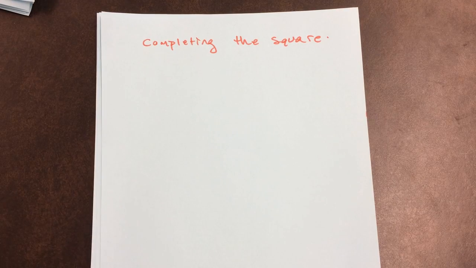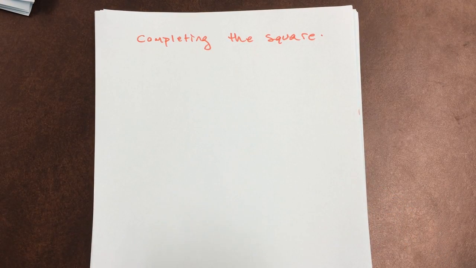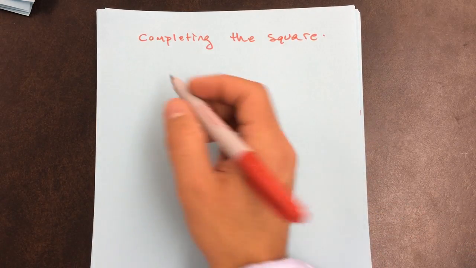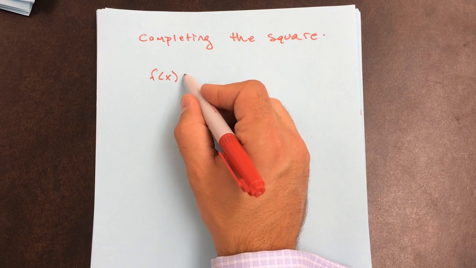Okay, completing the square is probably one of the more difficult concepts, so please watch this video over and over if you have to. Please try to understand it the best that you can. Now I'm going to go over a couple of different kinds of examples. There's easy ones and difficult ones. The easy ones are like this.